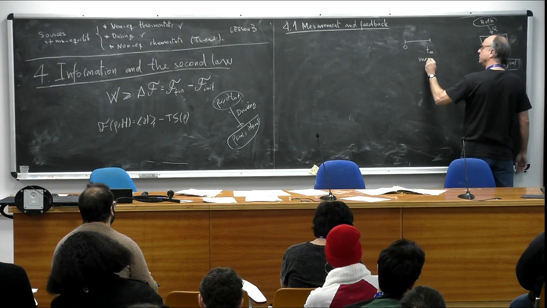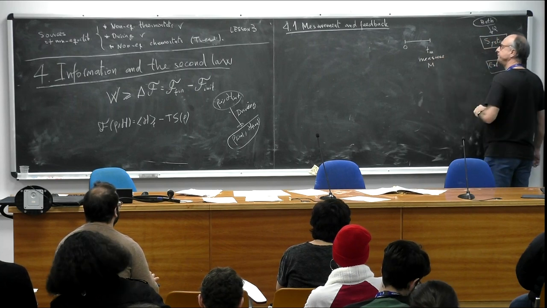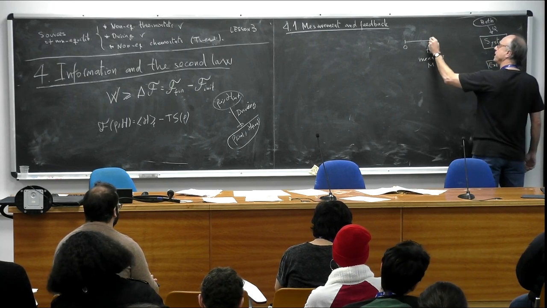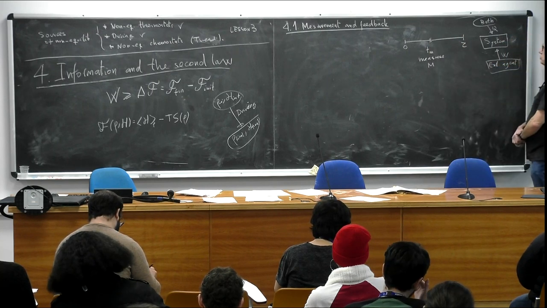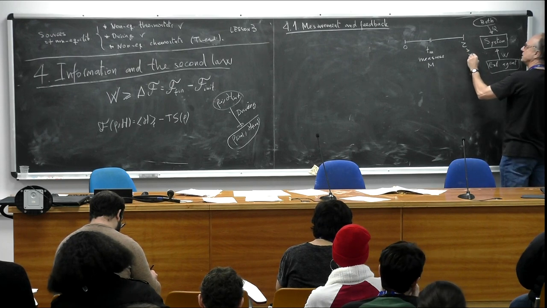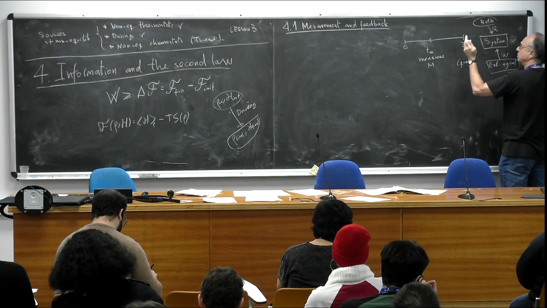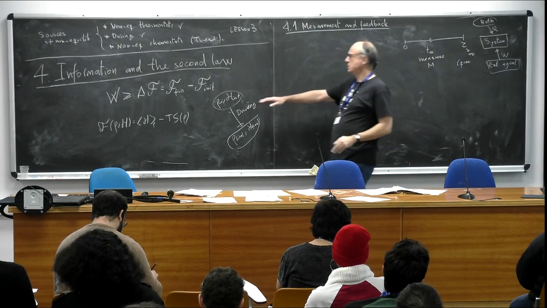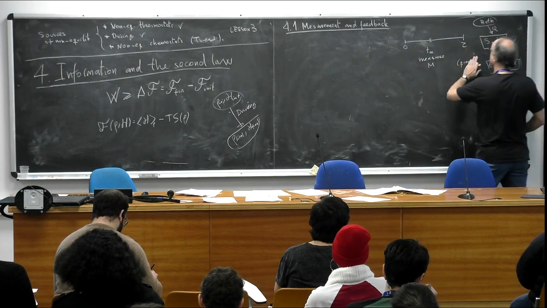So I run my system, and at some time, t_m, I measure some quantity m. And then I run a protocol until a given time tau. This is the duration of the cycle. Tau goes to infinity because it is a quasi-static process. This is general for any process. It doesn't need to be quasi-static.